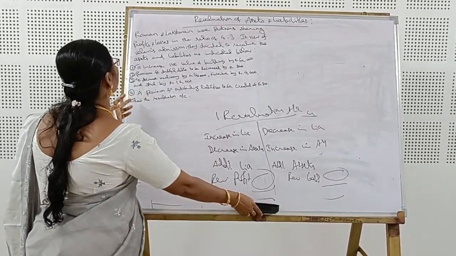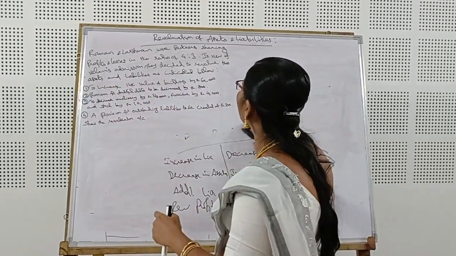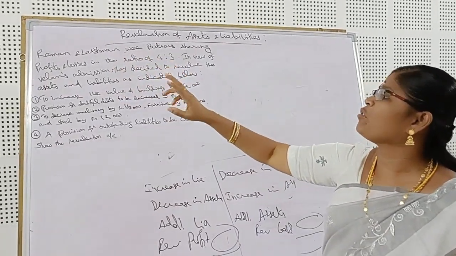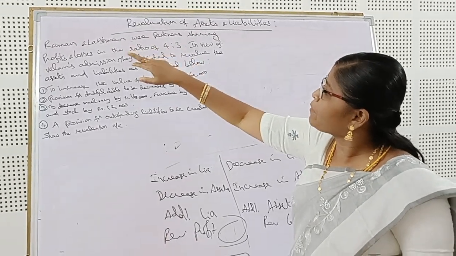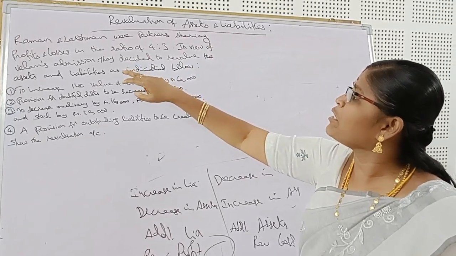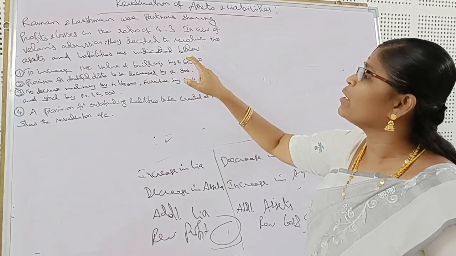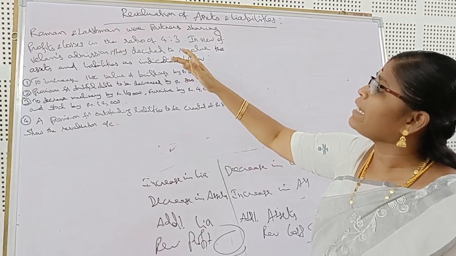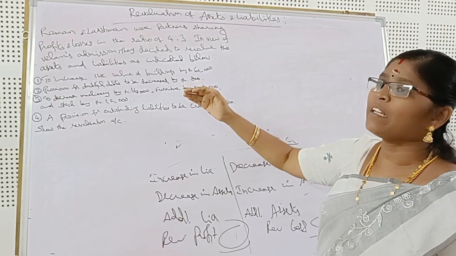Like we discussed in this problem, Raman and Lakshman were partners sharing profit and losses in the ratio of 4:3. So Raman and Lakshman, two partners in a firm. Their ratio is 4:3, 4 for Raman and 3 for Lakshman. In view of the admission, they decided to revalue the assets and liabilities as indicated below. So Valen is admitted as a new partner in the firm. Immediately after admitting Valen, Raman and Lakshman revalue their assets and liabilities.